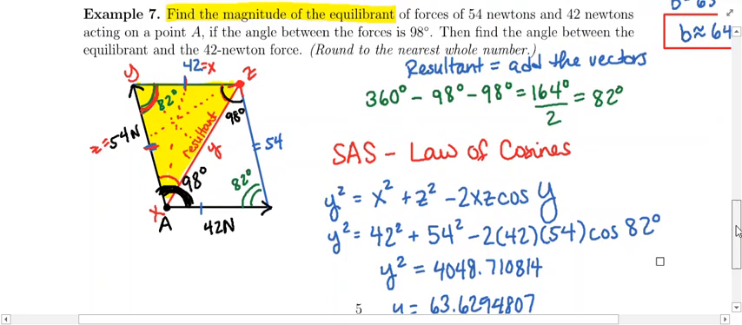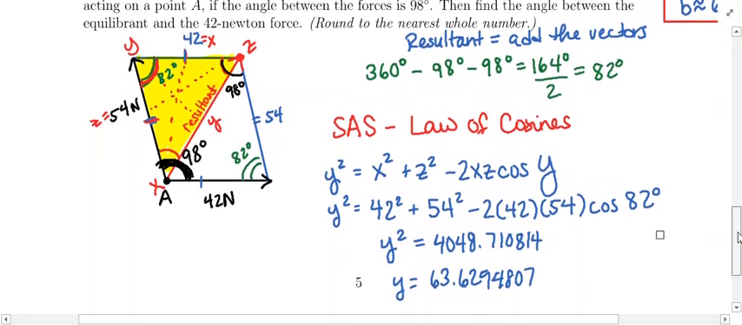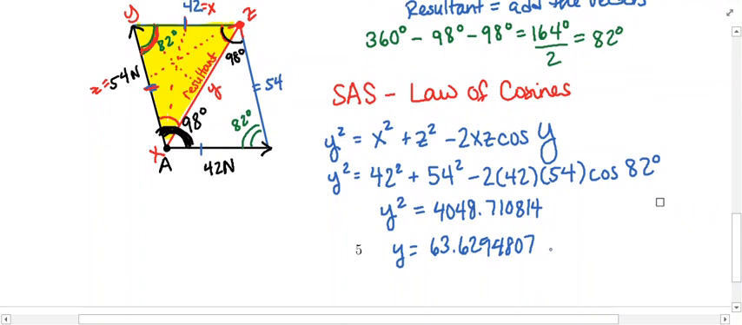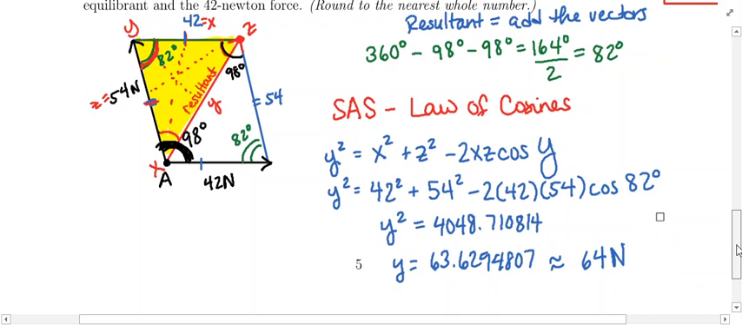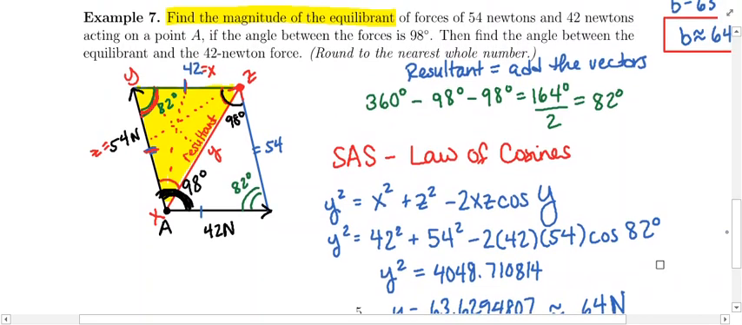If you go to the directions, it says to round to the nearest whole number. After the decimal point, there's a 6, so I'm going to bump this up to 64. This is a force, the resultant force, so this will also be measured in newtons. This is not the answer, because this is just the magnitude of the resultant force, but we need the magnitude of the equilibrium. So I'm going to draw the equilibrium in. It is basically the opposite vector of the resultant. I'm going to align myself with the resultant.